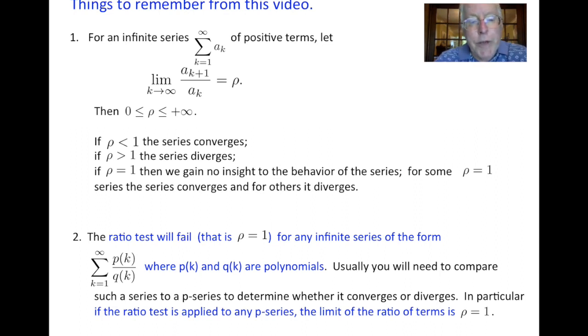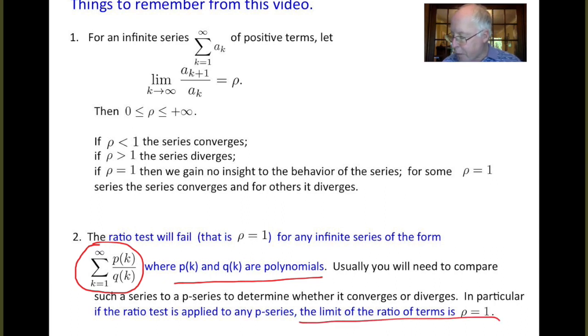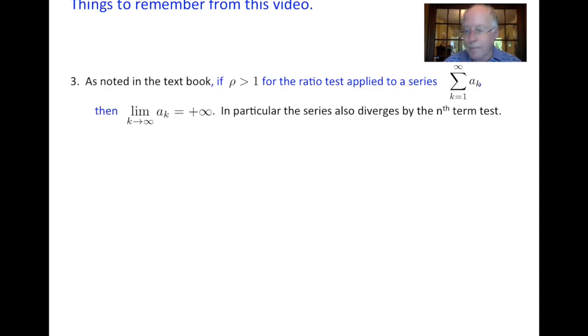Now, the ratio test usually fails anytime you have a series that is the ratio of two polynomials, like, let's say, p sub k over q sub k, k running from 1 to infinity. You'll do some examples, but if you have things like this, and there are some other forms too, you'll always find that in these cases, with p and q polynomials, the limit of the ratio turns out to be 1, and so you're going to have to use some other test, probably a comparison test or integral test.